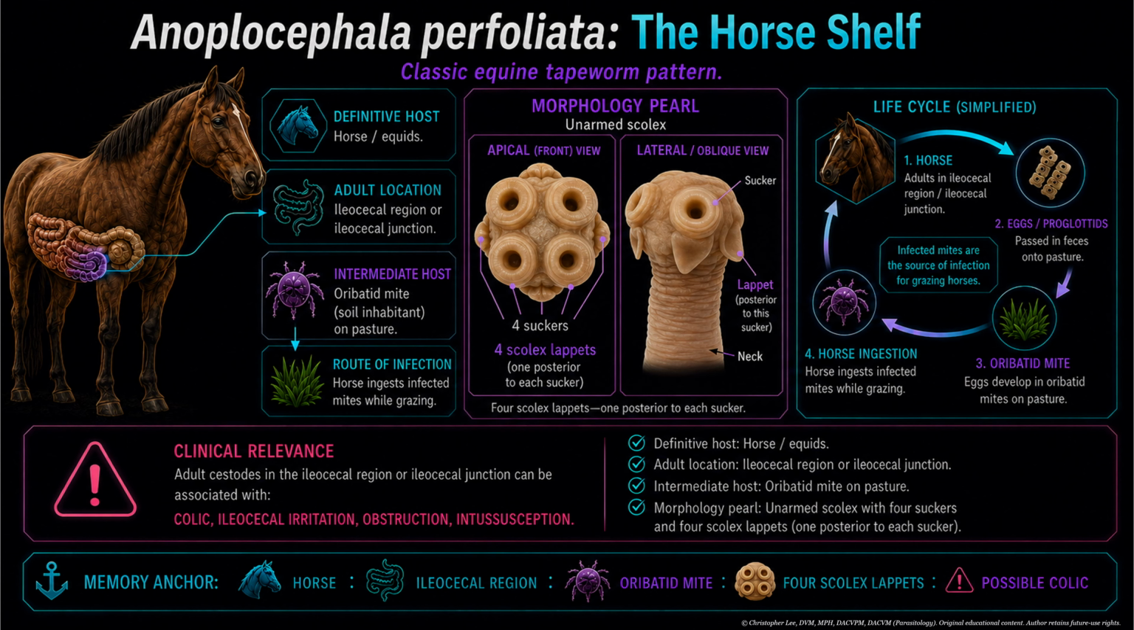Horses become infected by ingesting oribatid mites while grazing. Adults preferentially attach near the ileocecal junction, where heavy infections can cause inflammation, ileal impaction, obstruction, intussusception, and colic. The lappets identify the species. The ileocecal site helps explain the disease. Horse, ileocecal junction, oribatid mite, 4 scolex lappets, and possible colic.